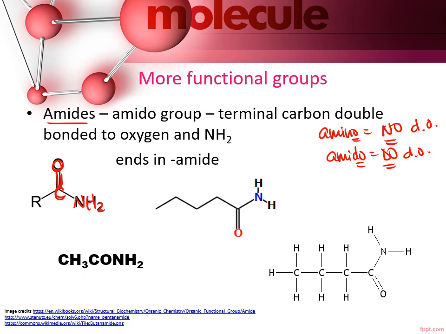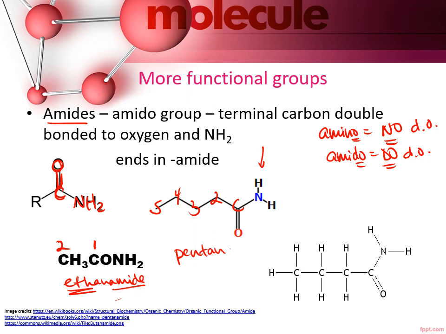Let's name these guys. So I have 1 carbon, 2 carbons. I'm going to call this guy meth, eth, ethanamide. Ethane for those 2 carbons, amide, ethanamide. Let's look at this guy. I have carbon number 1, 2, 3, 4, 5.